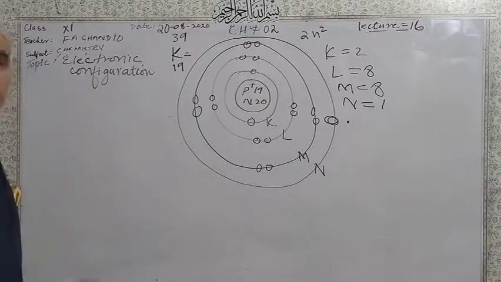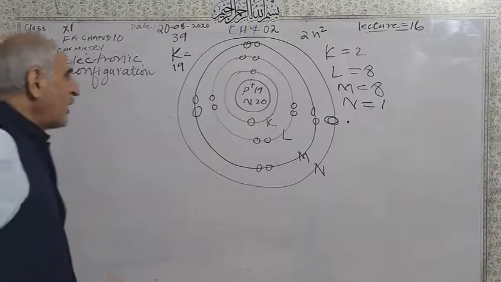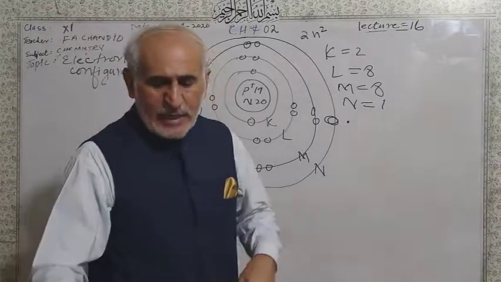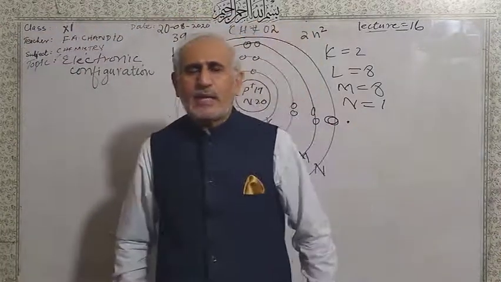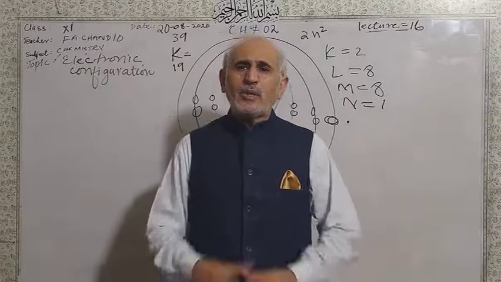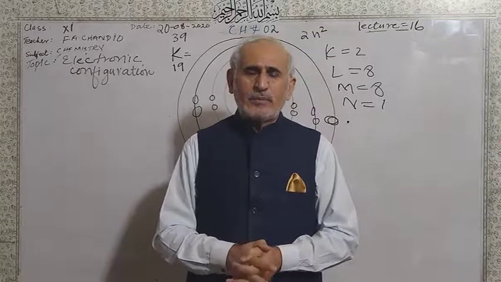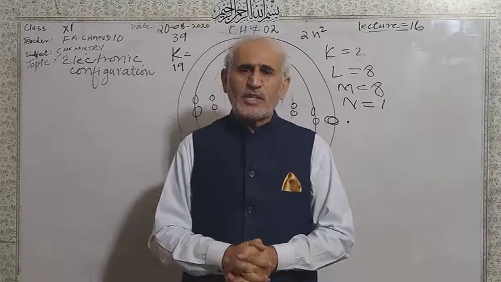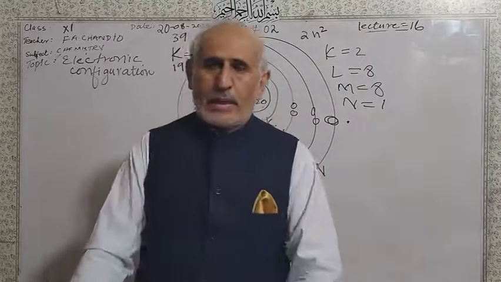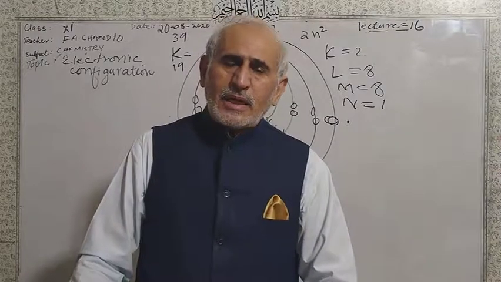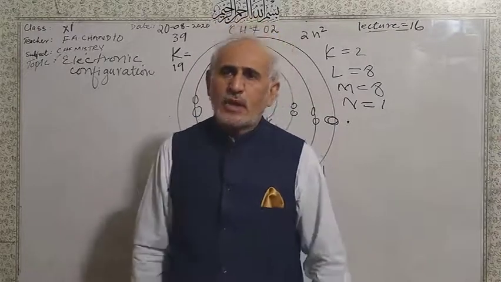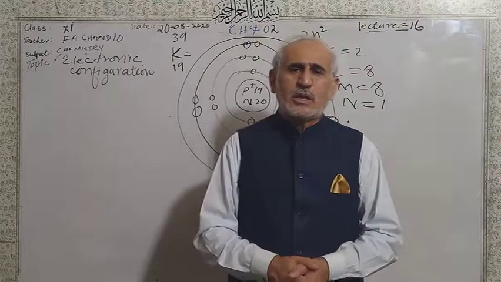Now, is it correct? Why this one? You did this in grade 9, so I am going to repeat. There are two reasons here. According to the Lewis concept, Professor G.N. Lewis, there are two rules we apply for the accommodation of electrons.